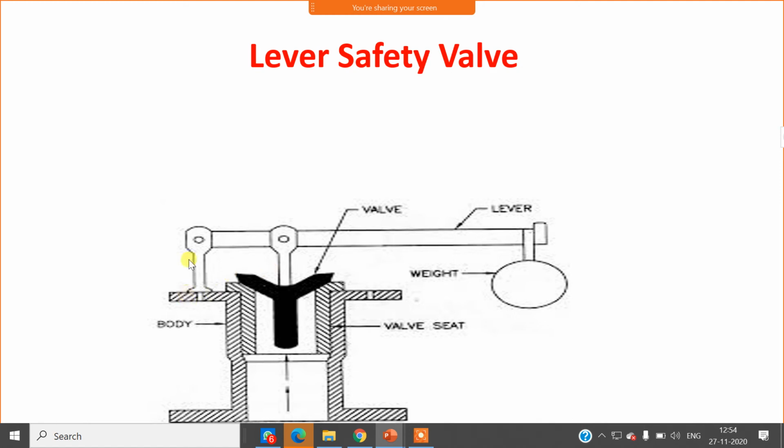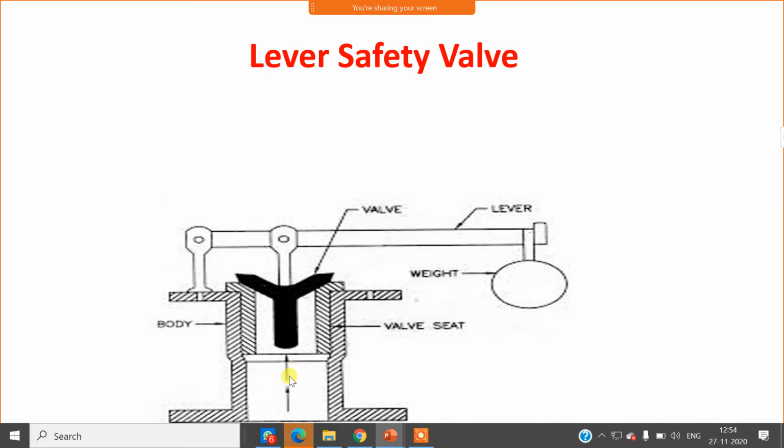On the body, one lever is connected. That lever is connected with a valve, and the other end of the lever is connected with the weight. Now this black color valve is mounted on the valve seat. This valve seat is screwed on the body. This is the opening.